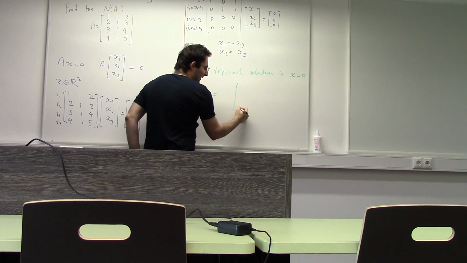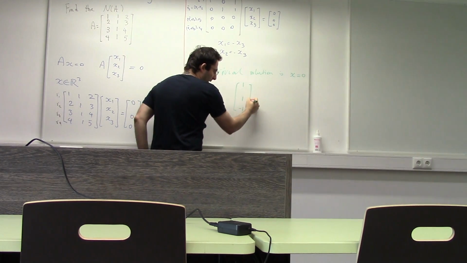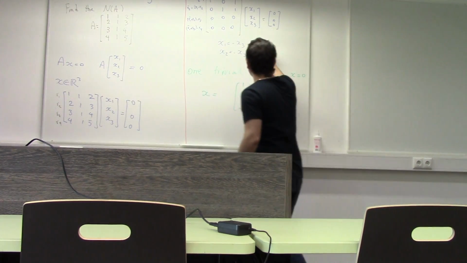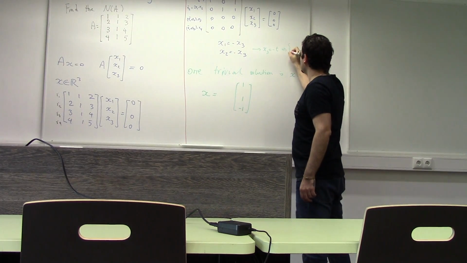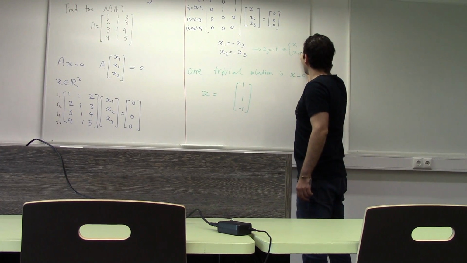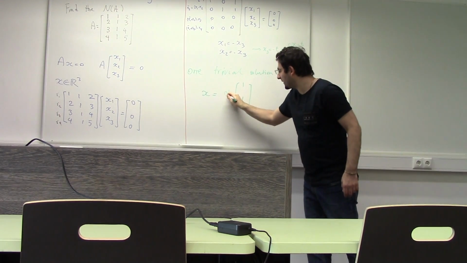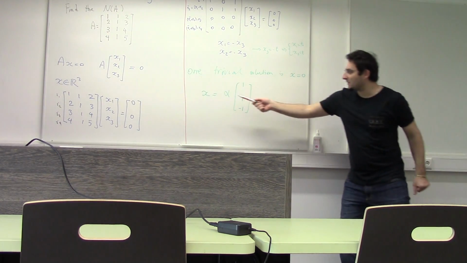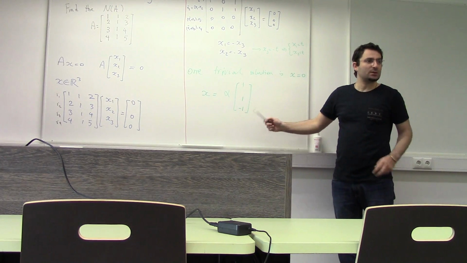If x3 is minus 1, x1 and x2 are 1. But we understand that we have to solve it in a parametric form. In other words, if x3 is minus t, then x1 and x2 are t. So I can multiply this by alpha and say that the vector x is equal to alpha multiplied by (1, 1, minus 1). This is always the solution.